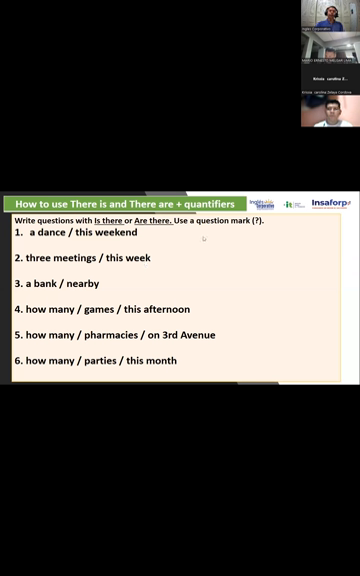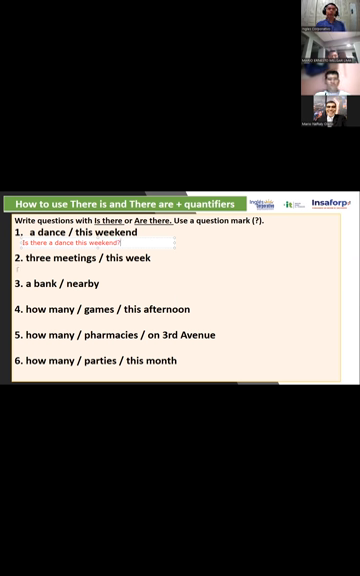Okay, we are ready, right? Now, number one, please. Group number one, help me, please. Is there or are there? Group number one? Is there? Is there a dance this week. This week or this weekend? This weekend, right? Saturday and Sunday, right? That is okay? Okay. Are you sure? There is something missing, right? Algo falta. What is it? Question mark, correct, right? Question mark, yes.